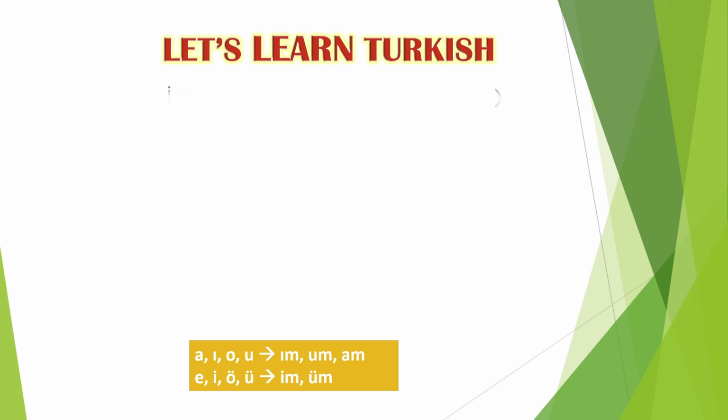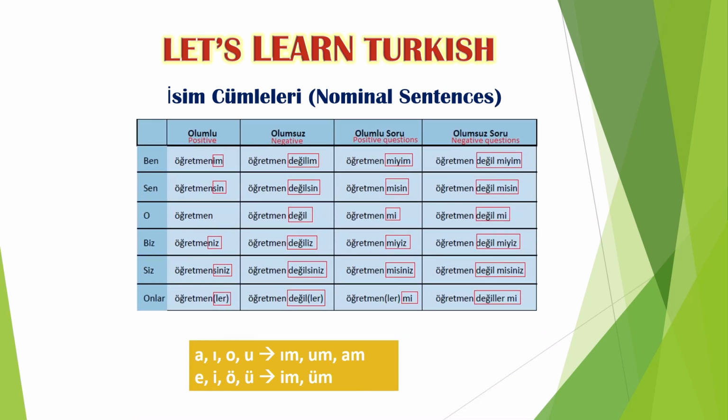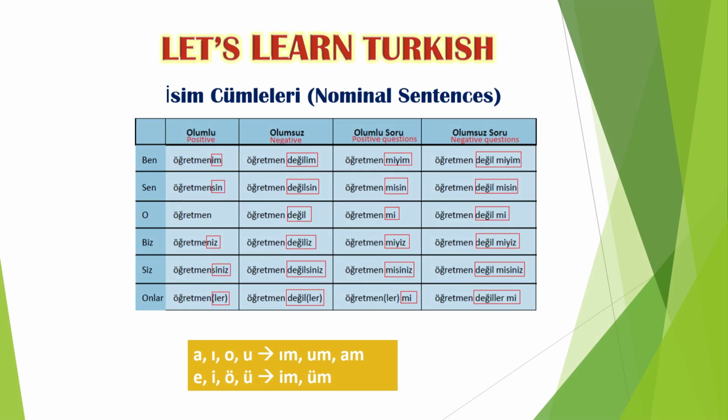İsim cümleleri. In the Turkish language, there are 6 personal pronouns. Ben, sen, o, biz, siz, onlar. Ben is equal to I. Sen is equal to you. O is equal to she, he, it. Biz is equal to we. Siz is equal to you. Onlar is equal to they.